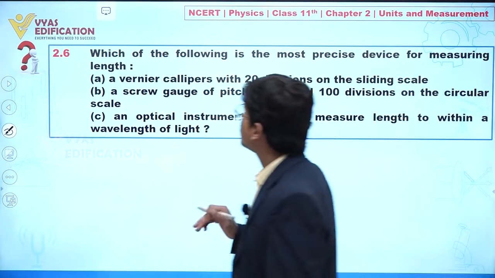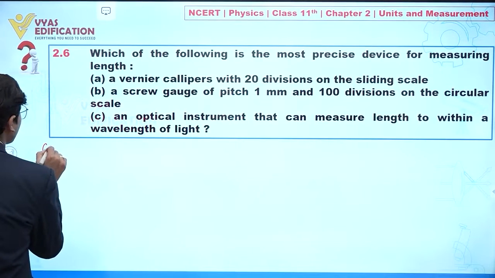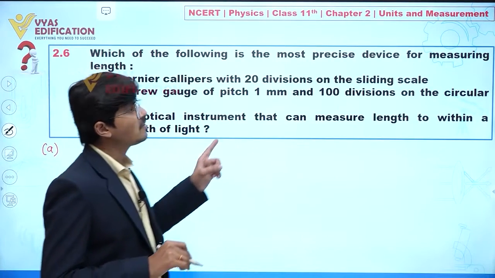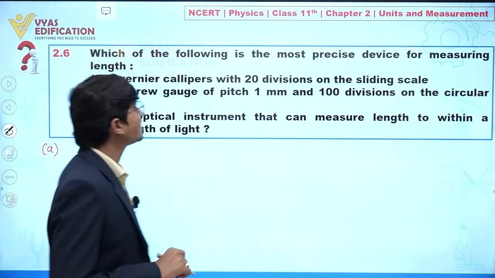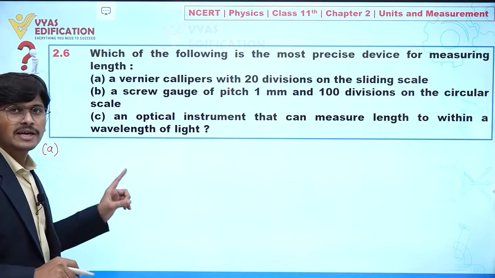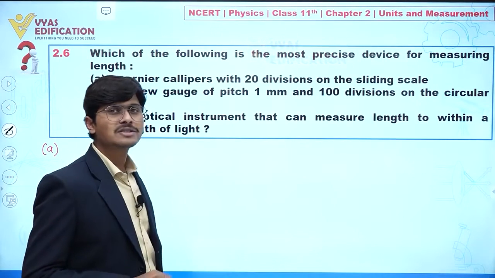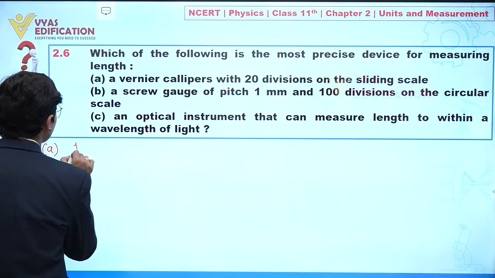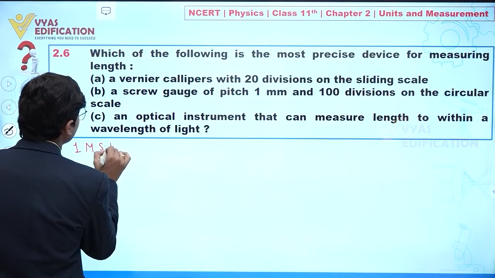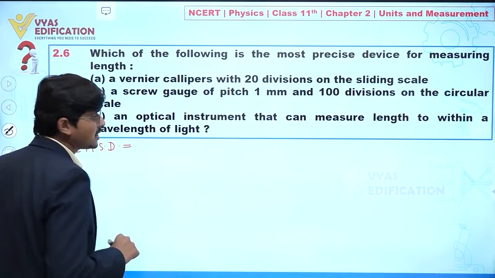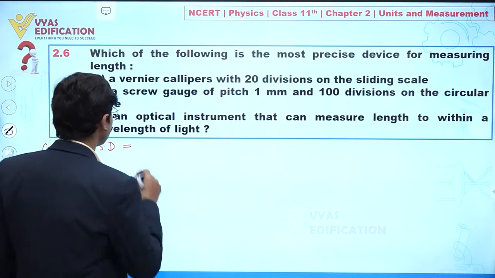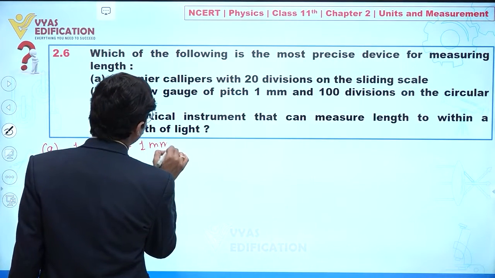So in the part number A, it is given to you a vernier caliper with 20 divisions on the sliding scale. So let's suppose I am taking for vernier caliper 1 MSD. 1 MSD means 1 main scale division. This is equal to what? 1 mm. We know very well.